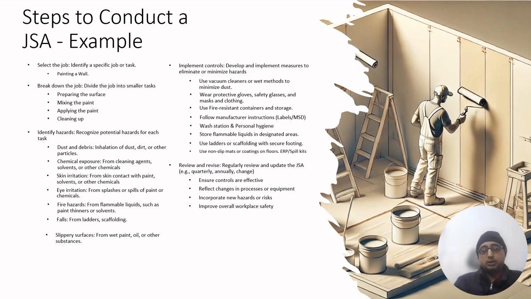After that, the review and revision is also a very important segment. In the review and revision, we look at whether our control measures are effective and performing as desired, or whether there is any hazard that we missed during the JSA. So review should be regular or after any incident.